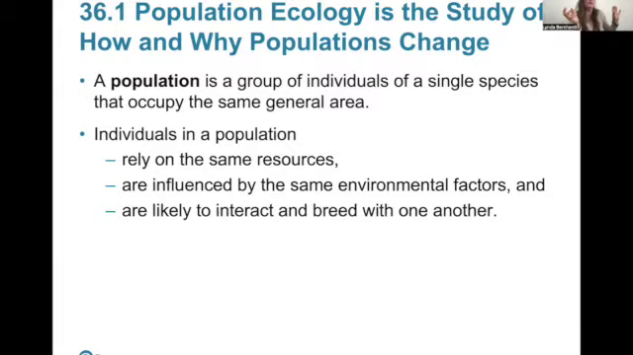That means you are in the same area, you have the same resources, you're influenced by all the same stuff. Likely to interact and breed with one another. Well, you're likely to interact with one another. I would prefer there be no breeding in the classroom.